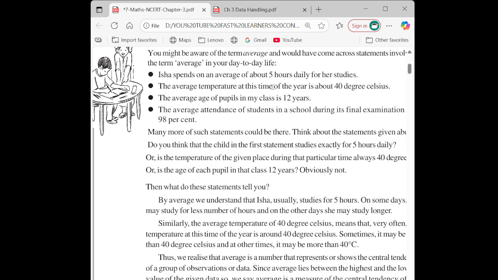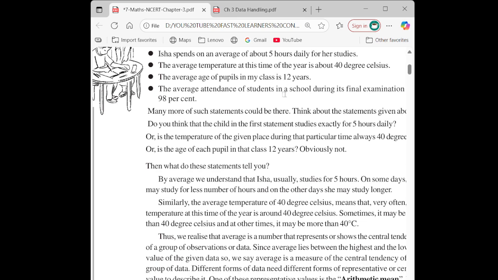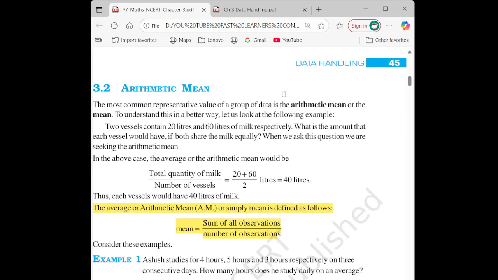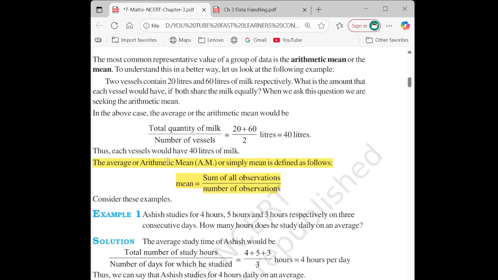The average temperature at this time of the year is about 40 degrees Celsius. So it could be 2 degrees less or 2 degrees more, 2 degrees higher than 40. But the average is known as 40 degrees. Let's quickly see what is arithmetic mean. Arithmetic mean, or average, means the sum of observations divided by the number of observations.